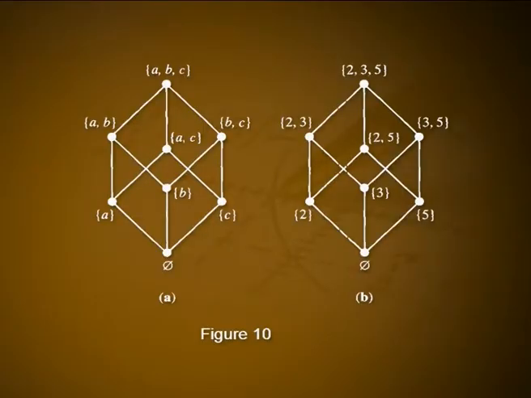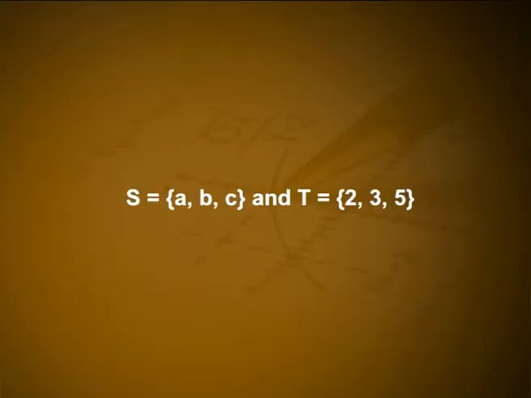Example 18. Figure 10a and b show Hasse diagrams for the lattices P(S) with set containment and P(T) with set containment respectively, where S is the set {a, b, c} and T is the set {2, 3, 5}. It is clear from this figure that the two lattices are isomorphic.